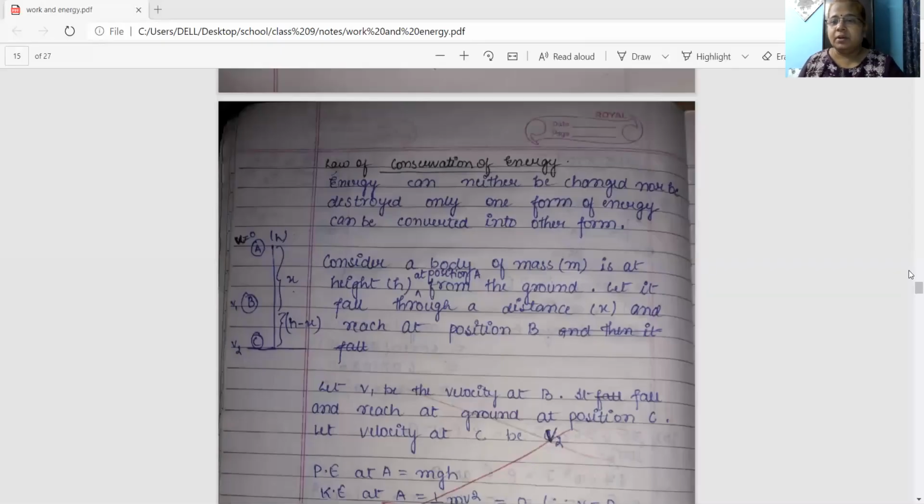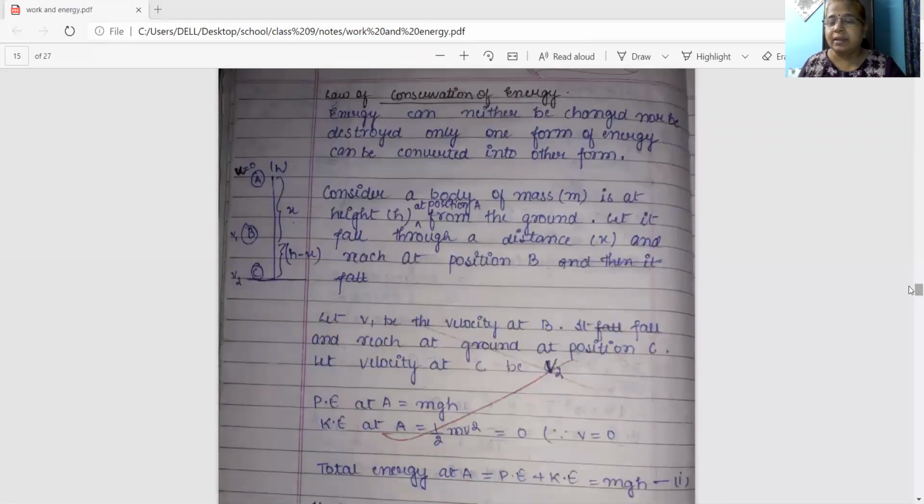Today I will start the law of conservation of energy, to prove it, and power. The law of conservation of energy states that energy can neither be created nor destroyed. Only one form of energy can be transformed into another.